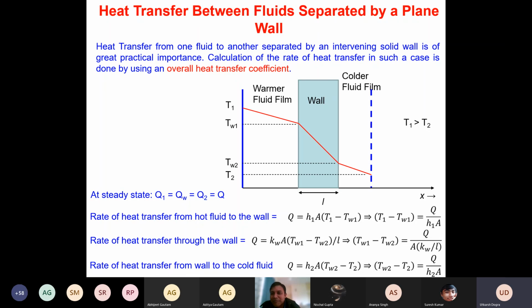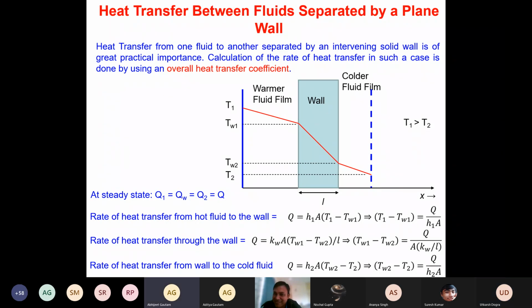You don't look at the distribution of the temperature across the cross section of the pipe. Does it make sense what I'm saying? Yes, sir. What I meant was the average temperature. You can say that it's an average temperature over the entire cross section.